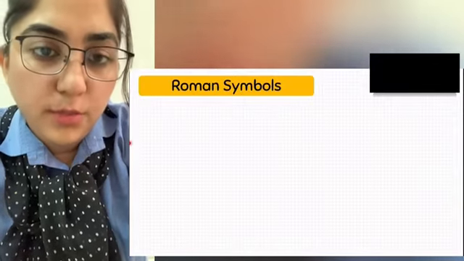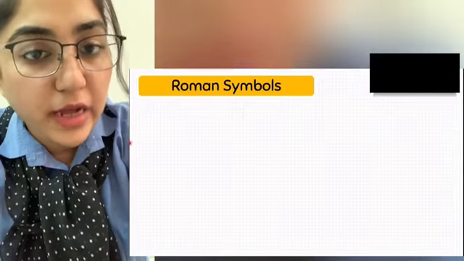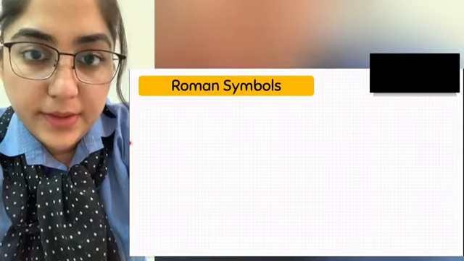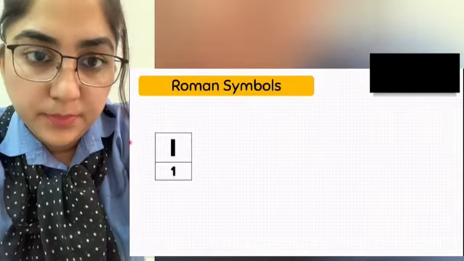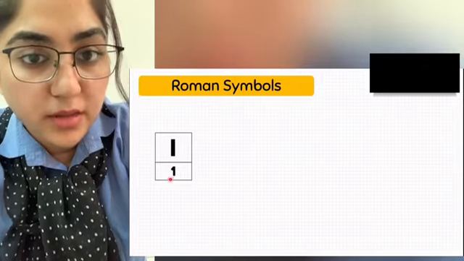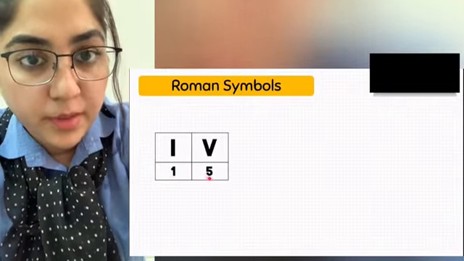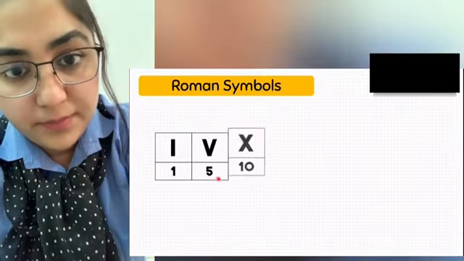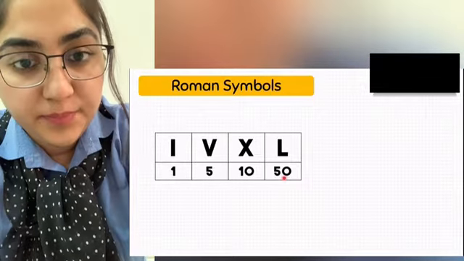Roman number system, or Roman numeral system, uses 7 symbols to write any numeral. First Roman symbol is I, which represents 1. Second Roman symbol is V, which represents 5. Next symbol is X, which represents 10. Then L, which represents 50.